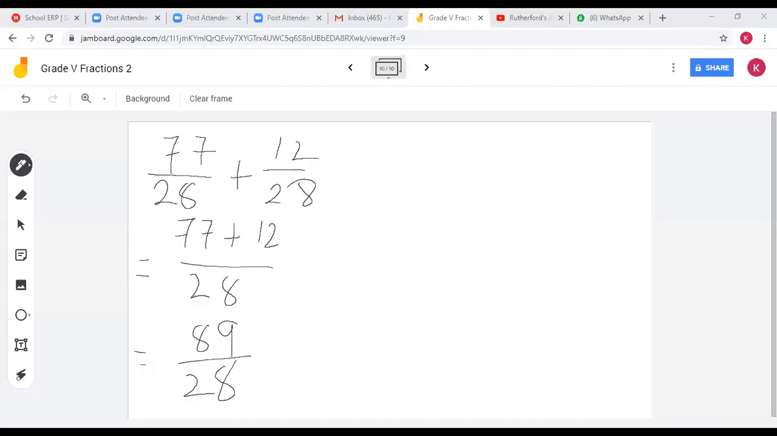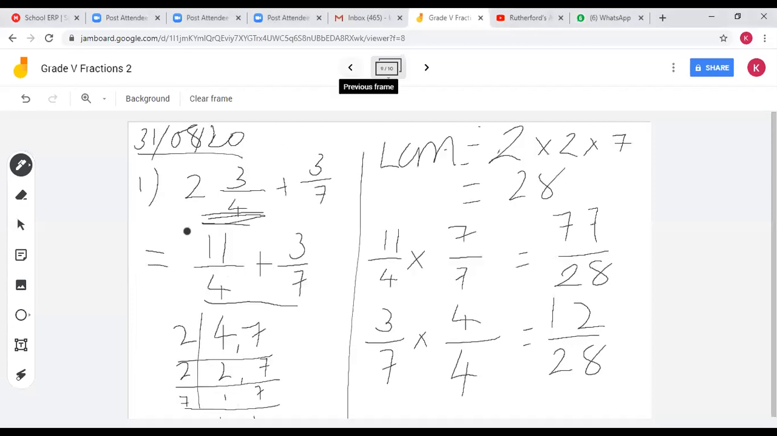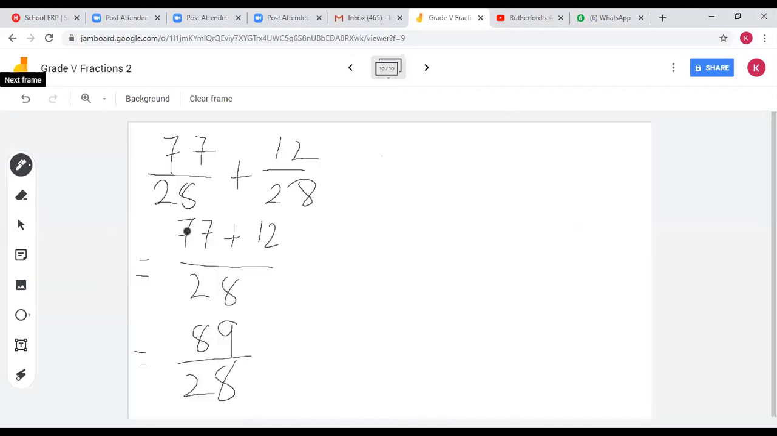Yes. So this example, let's go through it again. 2 whole 3/4 plus 3/7. It's a mixed fraction plus a fraction. So first we have to convert the mixed fraction into an improper fraction, which is a very easy part. Then we found the LCM of 4 and 7, which comes to 28. Then we converted these two fractions into like fractions by finding their equivalent fractions. Once they are made into like fractions, it is simple addition.